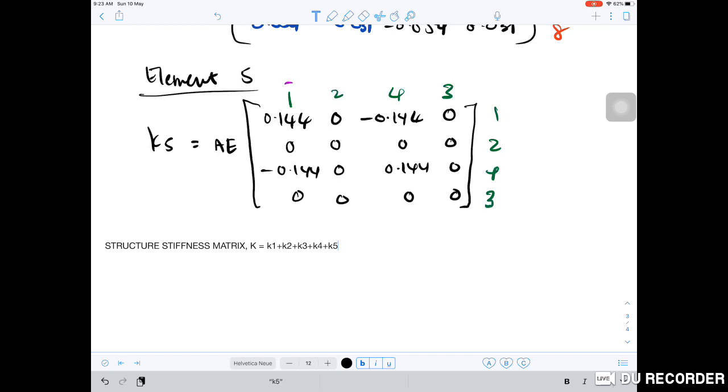And for the structure stiffness matrix, since there are four nodes, we will get a matrix that is 8 by 8, because 4 times 2, and each node has 2 degrees of freedom. So we will establish the K.